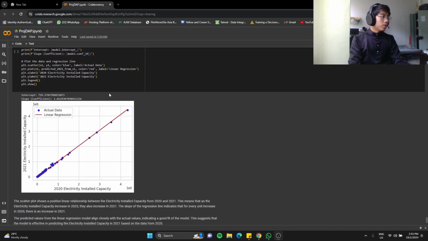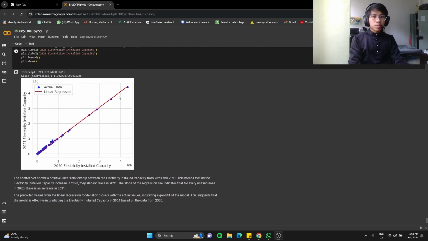And then we continue with the electricity installed capacity linear regression also. The scatter plot shows a positive linear relationship, same as before. And we can see that as the electricity installed capacity increased in 2020, it also increased in 2021. This also indicates a good fit to the model.